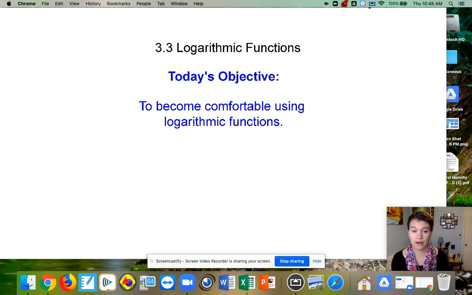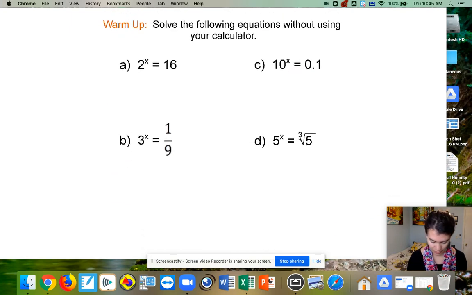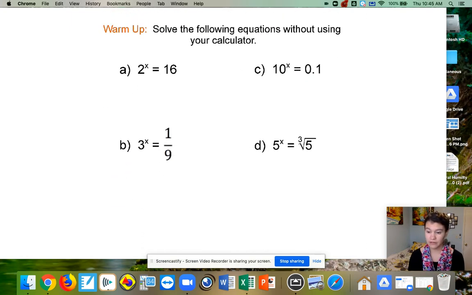Alright, so today we're going to be talking about logarithmic functions and just using them. So as a warm-up, pause this video and solve each of these without your calculator.